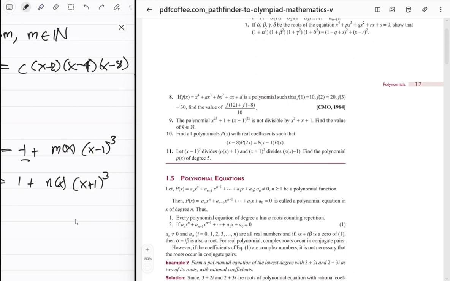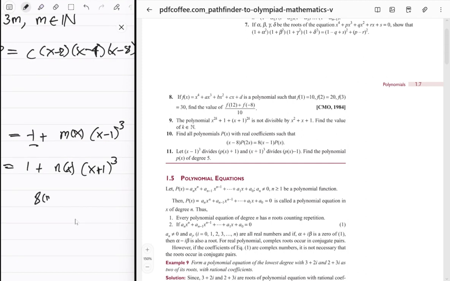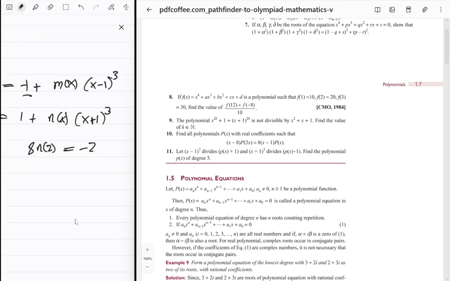It will just give us -1 plus 0 is equal to 1 plus n of 1 times 2 cubed. So 1 plus 8n of 1 is equal to -1. So 8n of 1 is equal to -2. So n of 1 is just -1/4. Okay, how does this help us? It doesn't. We don't know anything about what m and n do, except these are of degree 2.